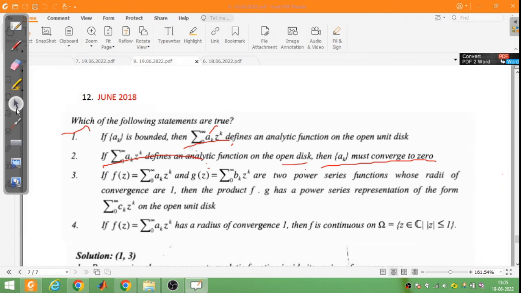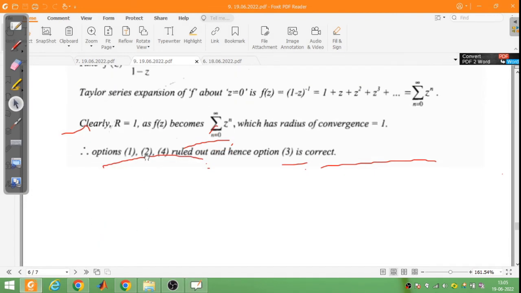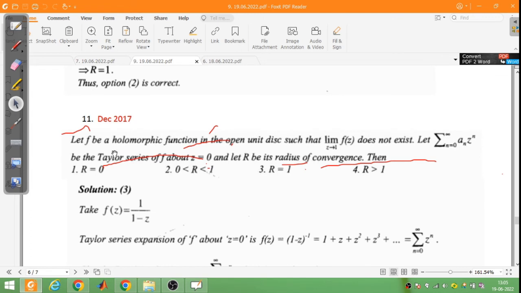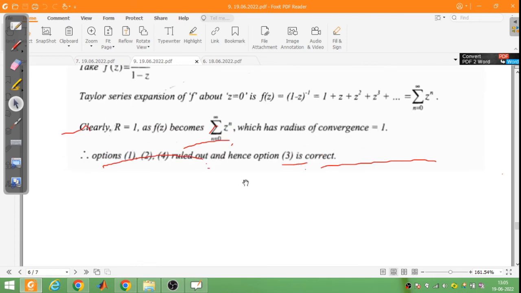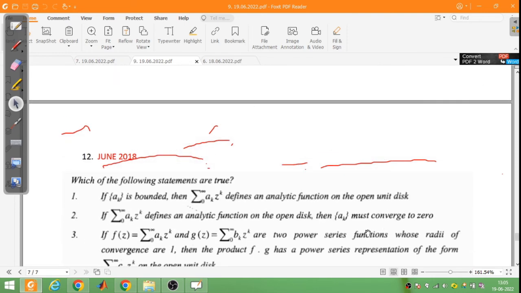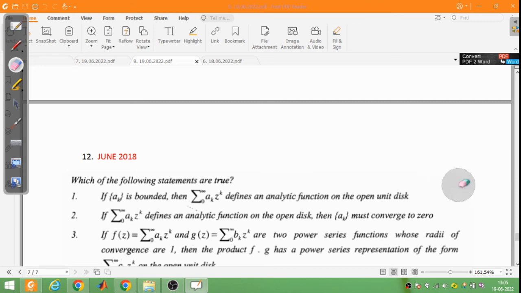Okay, in the last example, your given function is holomorphic, but your radius of convergence is 1. But here you get what? a_k must converge to 0. So it is not always true, therefore option 2 is wrong. Can you follow, ma'am? Yes, sir.